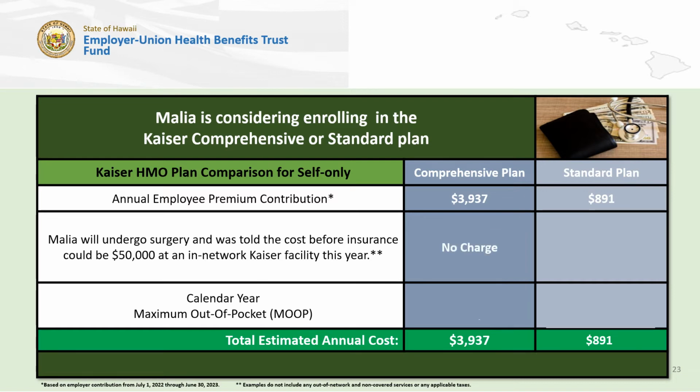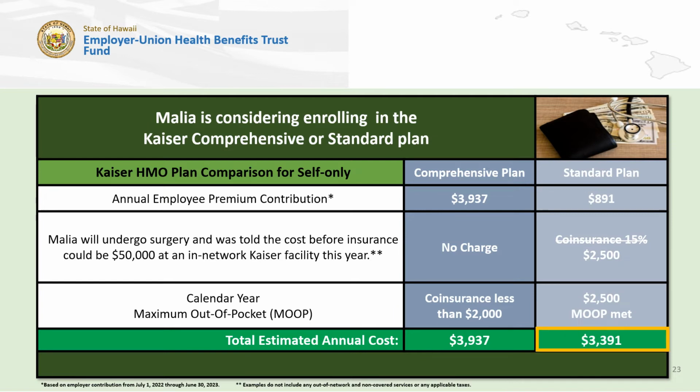Under the Kaiser Comprehensive plan, surgery and hospitalization are covered at 100%, so Malia will only be responsible for her annual employee premium contribution. Under the Kaiser Standard Plan, surgery and hospitalization are subject to a 15% coinsurance, or $7,500. Malia will not pay $7,500 because the maximum out-of-pocket limit for self-only under the Kaiser Standard Plan limits her out-of-pocket to $2,500. Malia will be responsible for her maximum out-of-pocket and her annual employee premium contribution, making the Kaiser Standard Plan the plan that offers the most savings in this scenario.